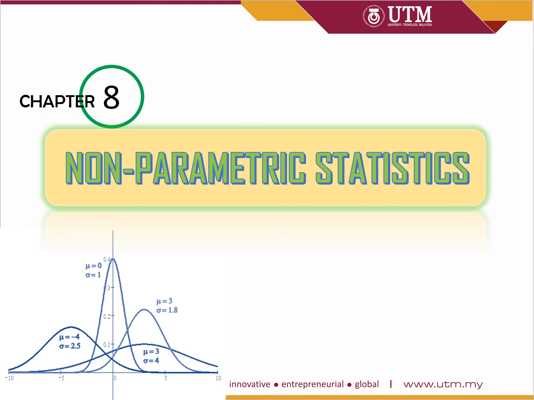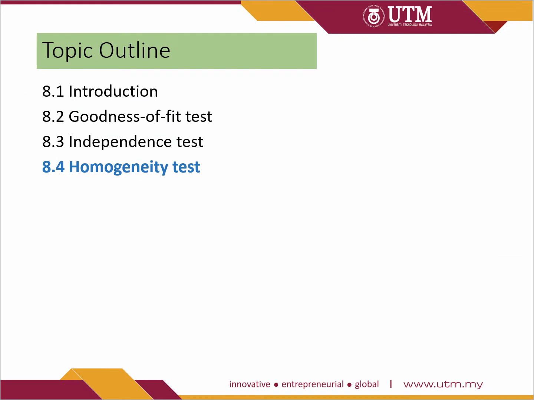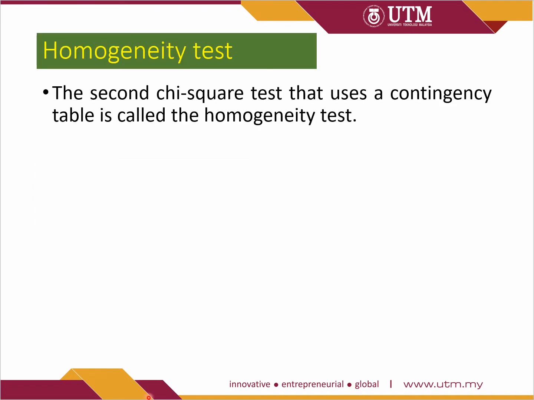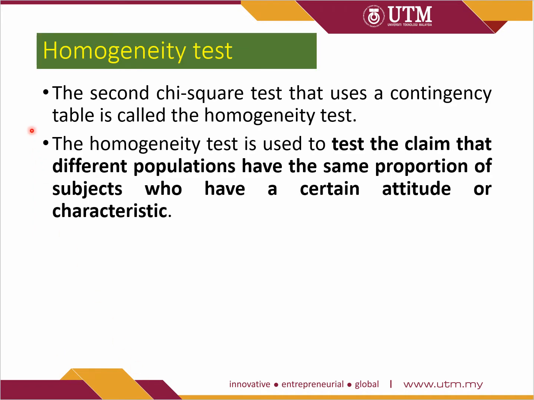In this video, we are going to proceed with the next topic in non-parametric statistics. So the final topic in this chapter would be the homogeneity test. The homogeneity test is the second chi-square test that uses a contingency table. This test is used to test the claim that different populations have the same proportion of subjects who have a certain attitude or characteristic.